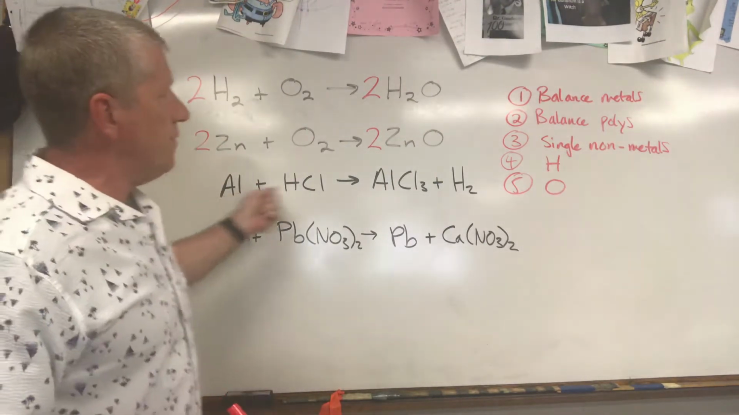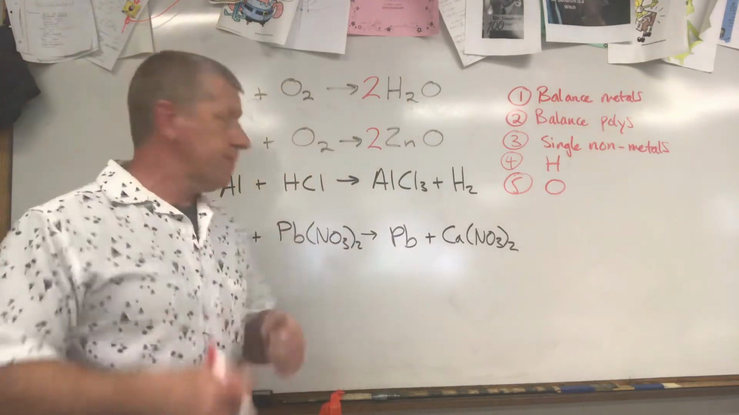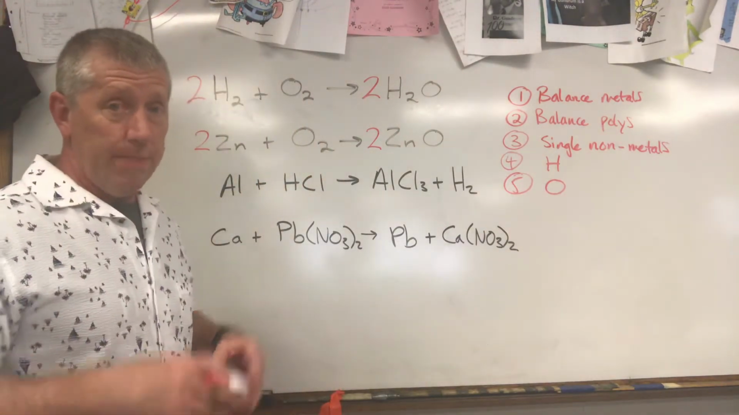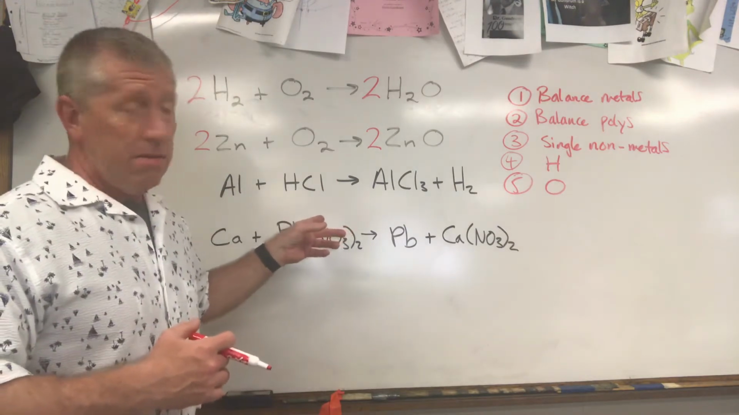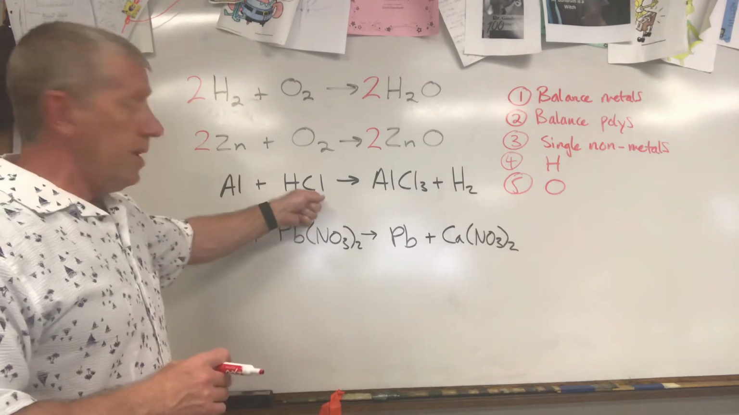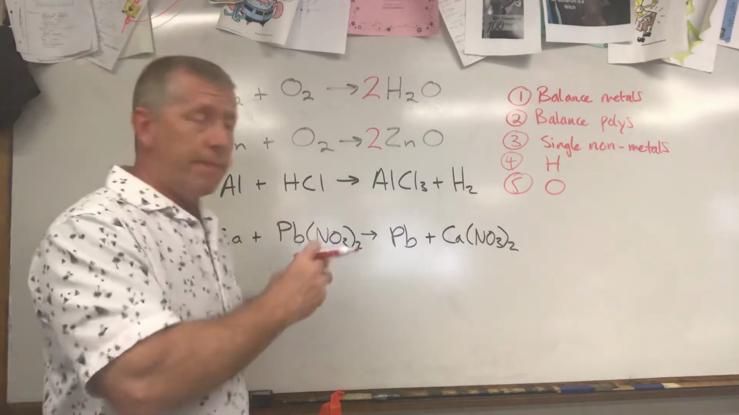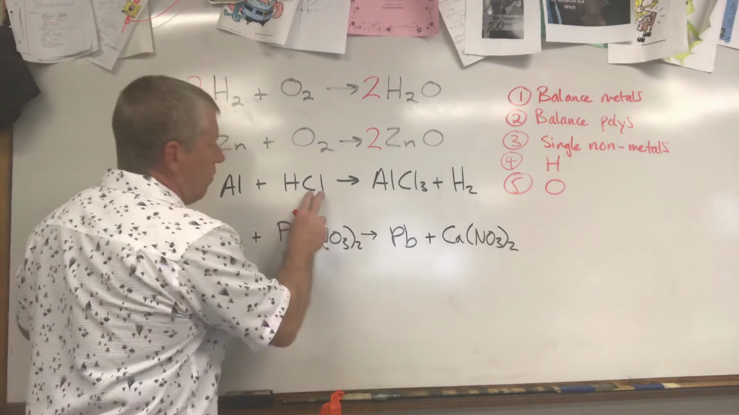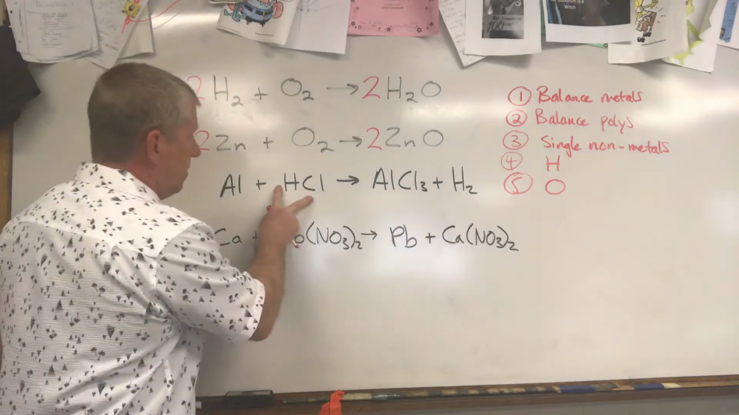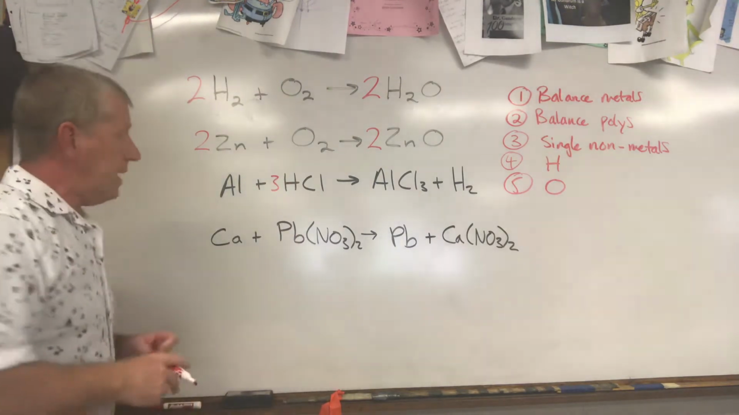All right, metals first. Aluminum, 1. Aluminum, 1. Nice. Polyatomic ions, don't have any. If you know your polyatomics, then you know that you don't have any. Okay, so move on. Single nonmetals. Okay, this chlorine here is a nonmetal, and it's not wrapped up in a polyatomic, so that's what I mean by single nonmetals. Balance that next. So here I have 1 chlorine, 3 chlorines. Put a 3 in front as that coefficient to balance that chlorine.